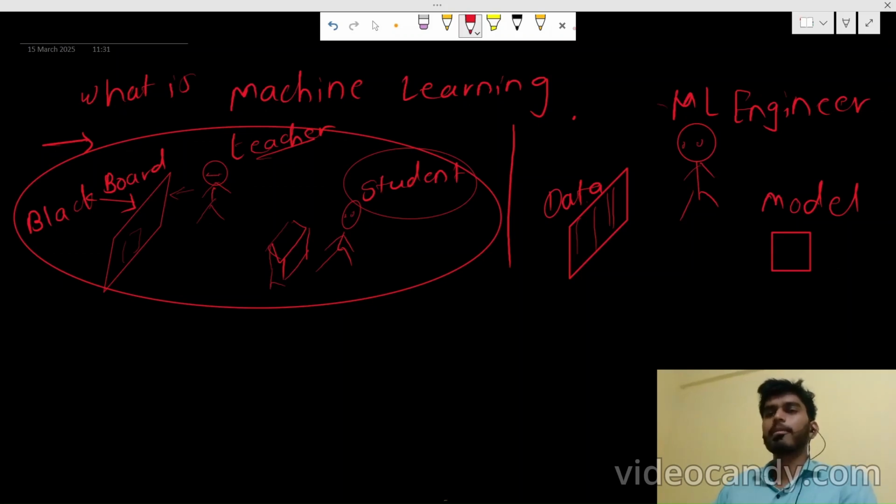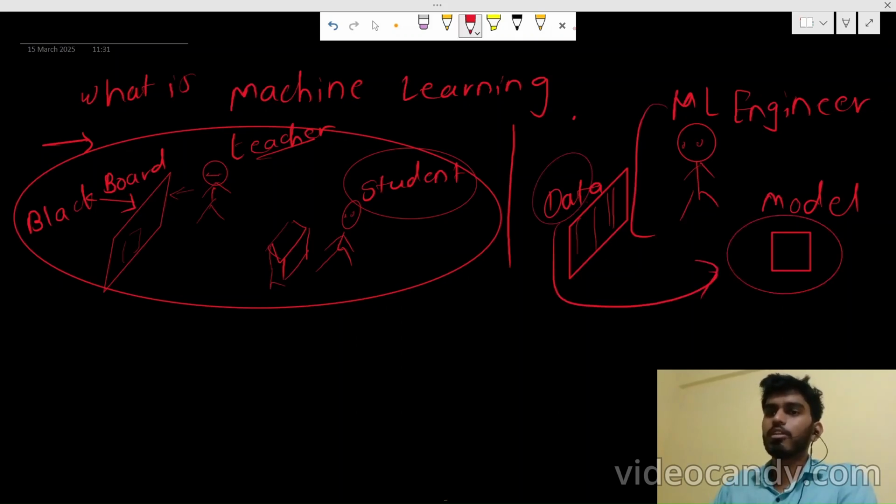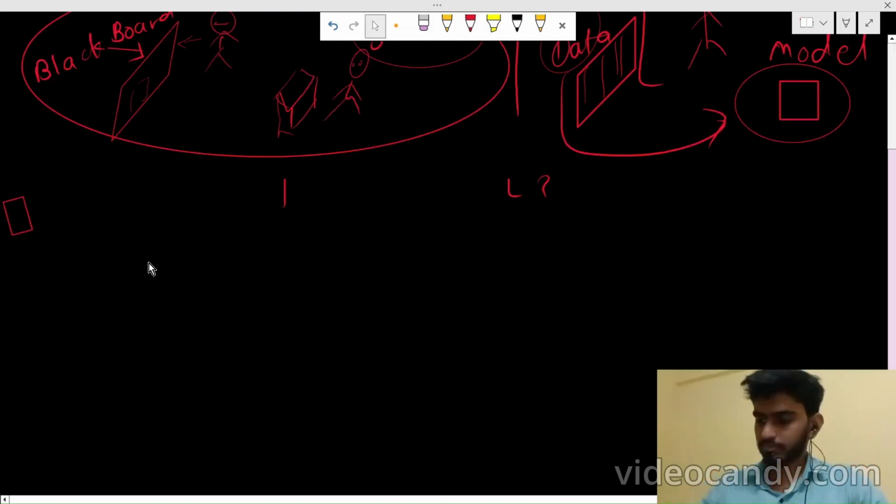Here the ML engineer will give some data to this model. This model will observe this data and it will create some patterns, some equations, and it will get trained for future problems. So this is nothing but machine learning. That's very simple. It's very much related to real life things, how humans learn. I think it's fine. Let's move towards the next topic.